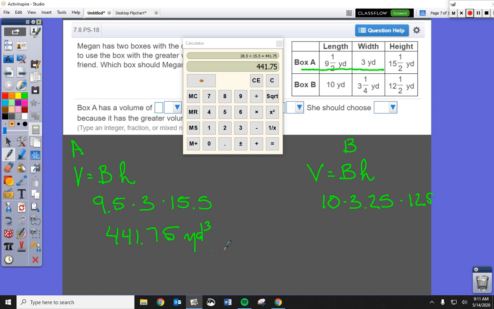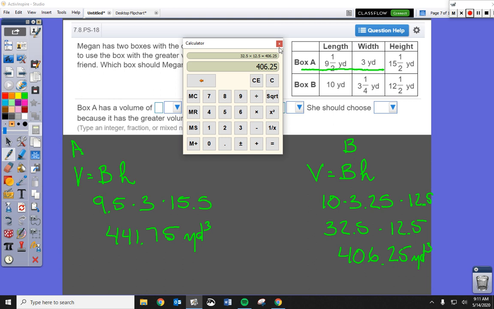We go to box B. We have 10 times 3 1/4. Well, that would give me 32.5. I can do that easily in my head. Times 12.5. All right, we're going to go 32.5 times 12.5. Gives me an answer of 406 1/4, or 25/100. Again, label this stuff cubic yards.